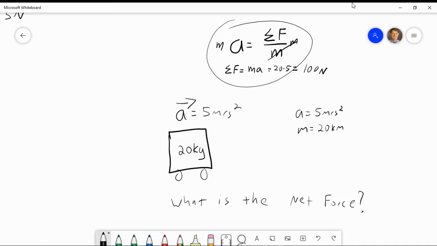And I probably should have had units in on the 20 and 5. The units for 20 would have been kilograms, and then that'd be meters per second squared. And a newton is a kilogram meter per second squared. So that's why that works out.